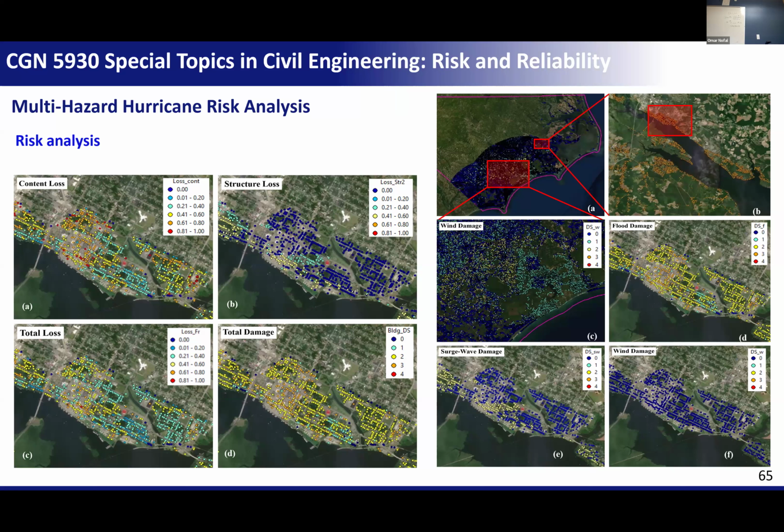For structural loss, I have the percentage of the structural losses for the same neighborhood, and the content loss, and the total loss and the total damage. What is the difference between losses and damage? Losses is in terms of money. Let's say that you have 41% losses. If this building is $1 million, you lost $410,000. Total damage is a damage state, like whether your building is slightly, moderately, extensively, or completely damaged. So that you can have an idea how your building is going to look if it got hit with Hurricane Florence.